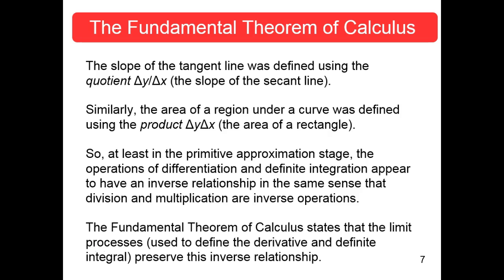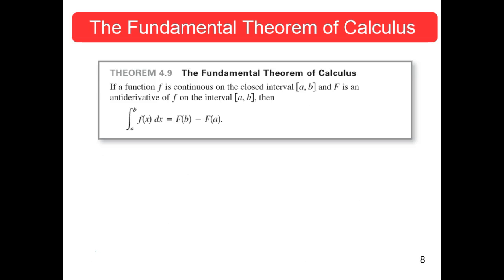The slope of the tangent line was defined as the quotient delta y over delta x, slope of the secant line. Similarly, the area under a region was defined using the product delta y times delta x. That's the area of a rectangle. So at least in the primitive approximation stage, the operations of differentiation and definite integration appear to have the inverse relationship in the same sense division and multiplication do. The fundamental theorem of calculus states that the limit processes used to define the derivative and the definite integral preserve that inverse relationship. So here is what we got.